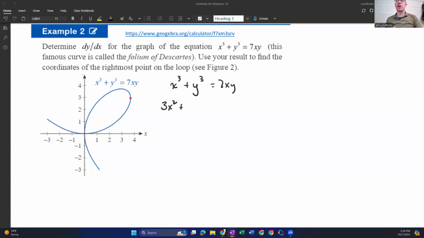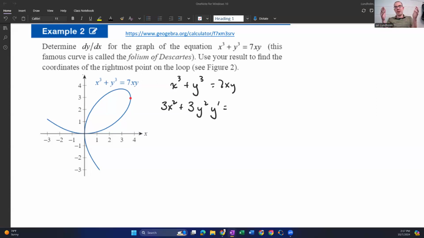Then remember, we're treating y as some unknown function of x, and so we're going to do a chain rule. Chain rule on this looks like 3y squared, but remember, as a last step in chain rule, we multiply by the derivative of the inside function. And so we could either write that as y prime or dy dx, both would be good representations of the derivative.